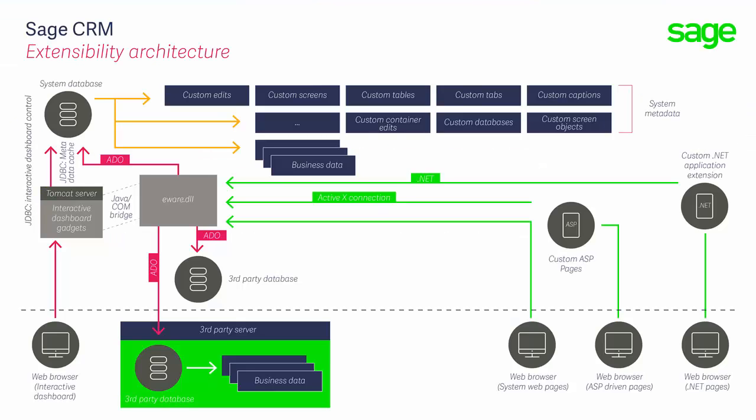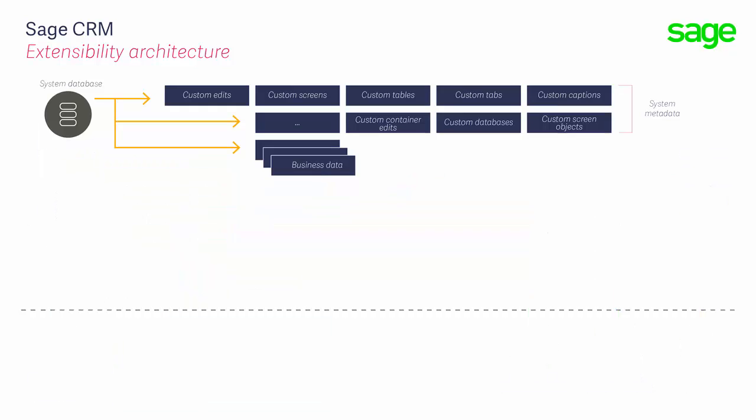This slide that we're looking at here is starting to explain the importance of metadata to any of the API approaches that we take. The foundation of Sage CRM's interfaces are laid inside these metadata tables. So you can see at the top of the diagram there are references within the system database to tables called custom edits, custom screens, custom tables. So it's the metadata tables that define the structures that we would see.